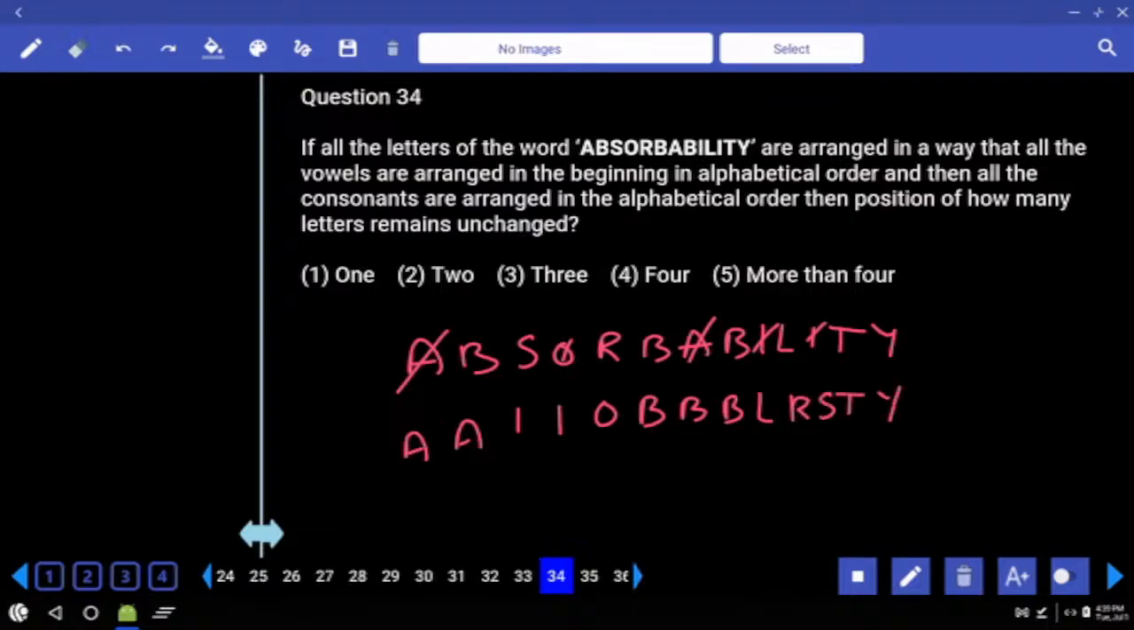How many letters remain in the same place? A remains at the same place. And next one, B remains at the same place. B remains at the same place. And next one, I, L, R, T and Y. How many are there? More than 5, choice 1.